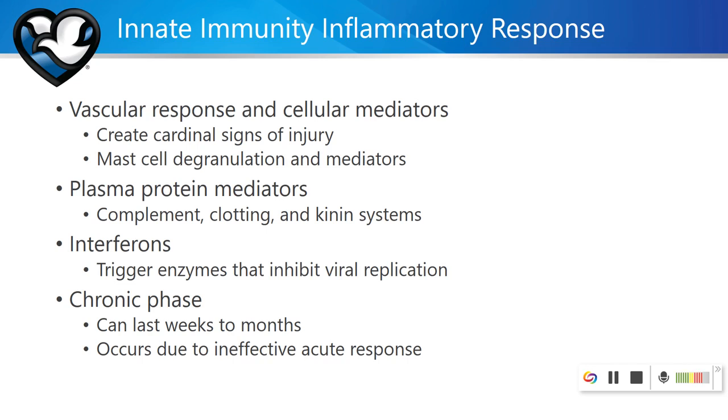Plasma protein mediators are part of the inflammatory response and continuously circulate within the plasma. They are part of three systems: the complement, clotting, and kinin. The complement system is part of the innate immune response, but also instructs the adaptive immune response. Complement proteins are produced by the liver and circulate in the blood, extracellular fluid, and lymph in an inactive state.